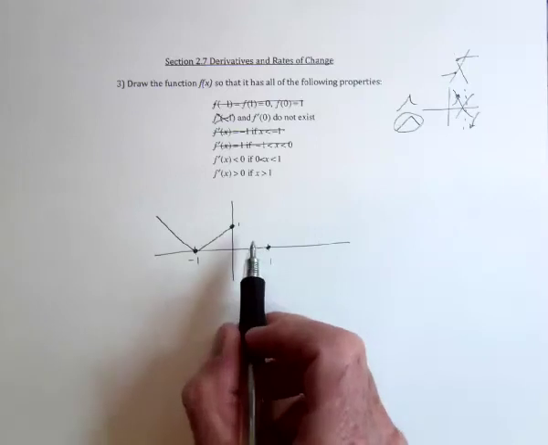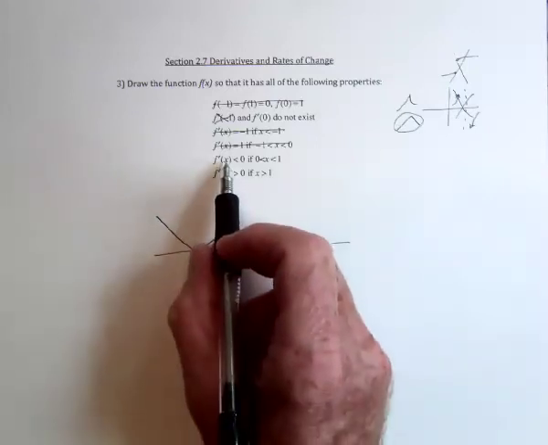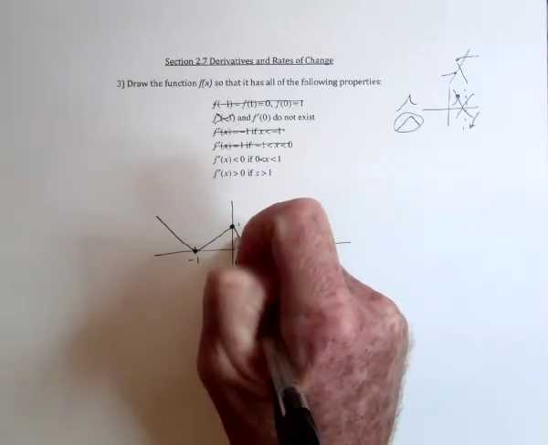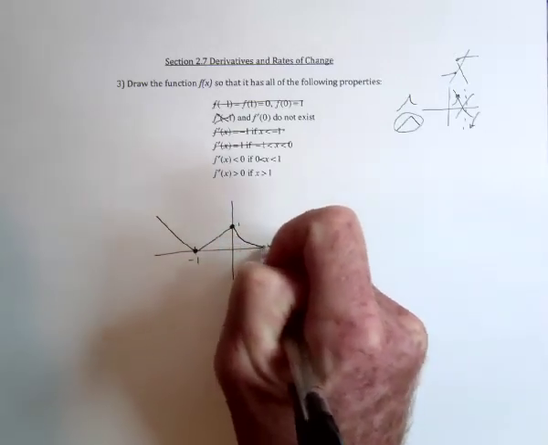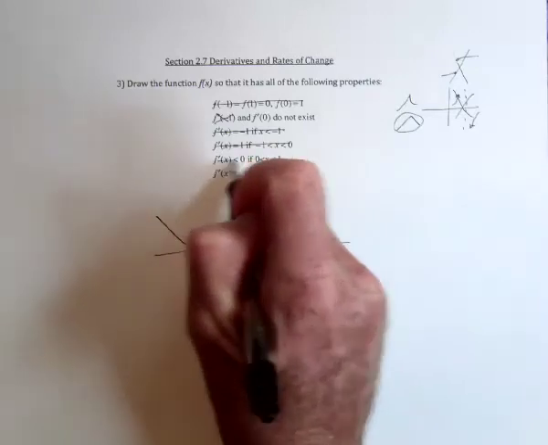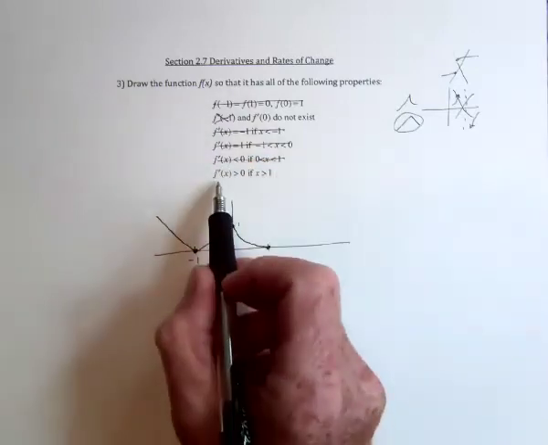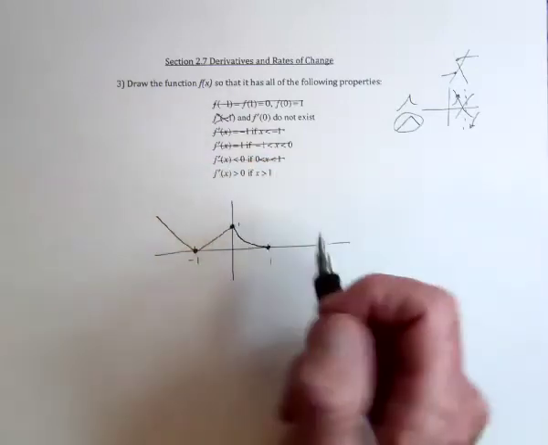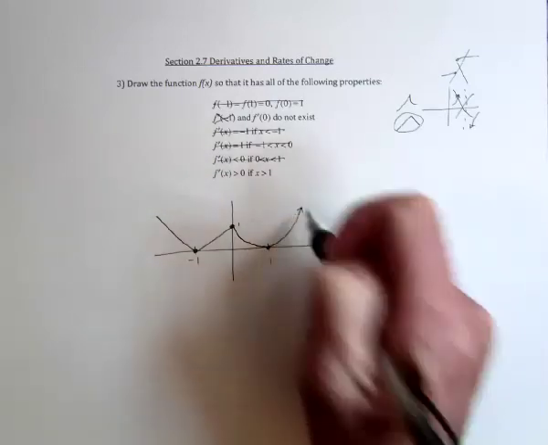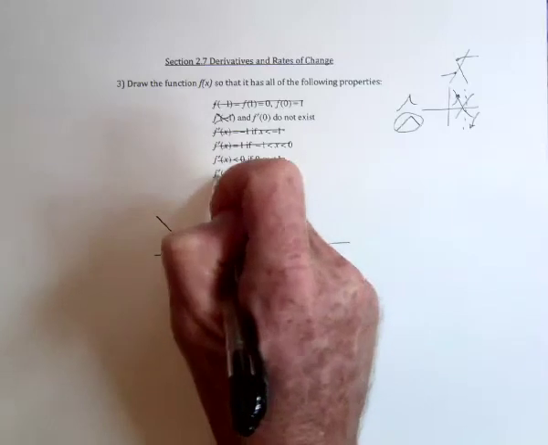Next, between 0 and 1, the derivative is negative. So that just means that it goes down. It can go down as a straight line or go down as a curve, but it goes down. So that would be negative slope. And then this one is saying that the slope is positive on the right hand side. So you could just make it go up. That takes care of that.